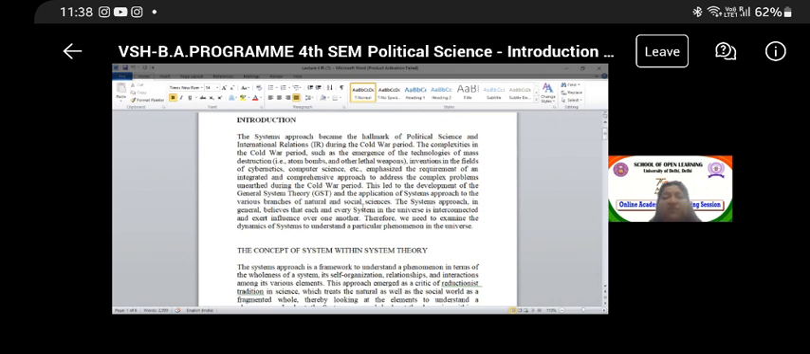The application of the systems approach was to various branches of natural sciences and social sciences, as I told you before. The systems approach in general believes that each and every system in the universe is interconnected and they exert influence over one another. Okay, all of us live through various systems.